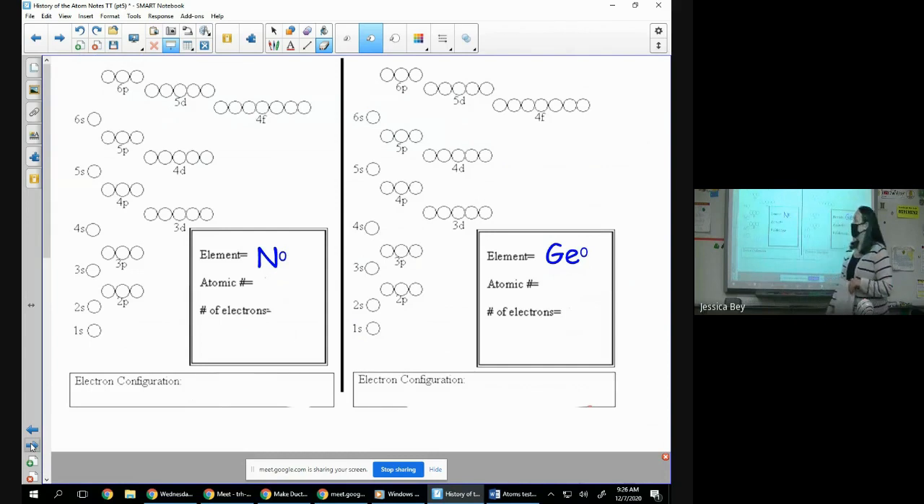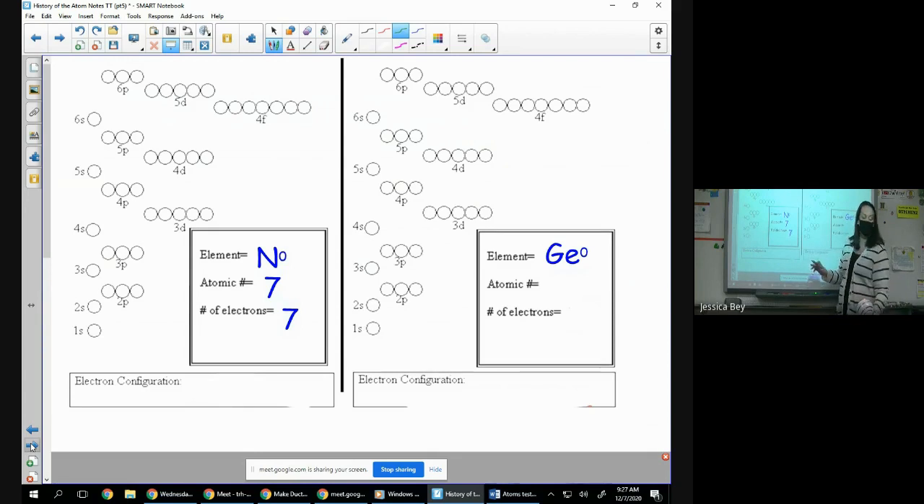All right, so for instance, the first one is nitrogen, and it's neutral. So you find nitrogen on your periodic table. What is the atomic number for nitrogen? The number at the top of the N is 7. So if it has 7 positive and it's neutral, that means it has how many negative? It also has 7.